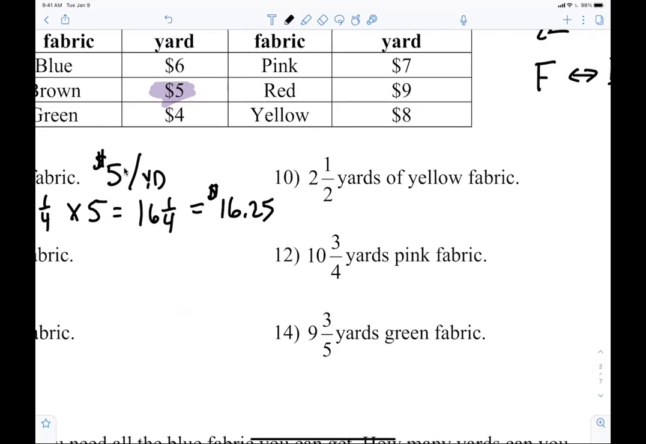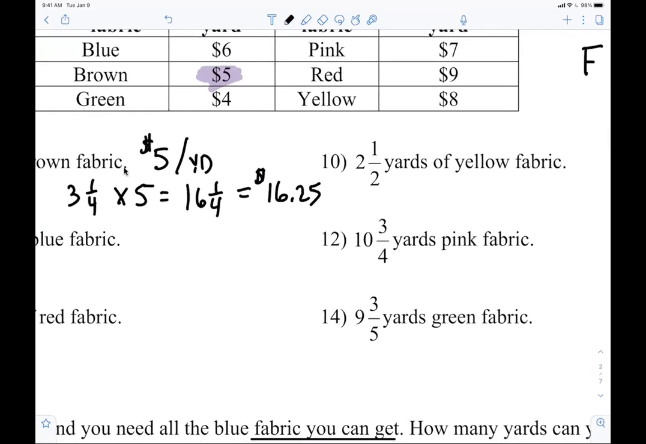Did you get that? All right, so what I want you to do first is I want you to type in 3 1/4 times 5. And then I want you to change it to, so that's 16 1/4. I want you to change it to decimal. Second.